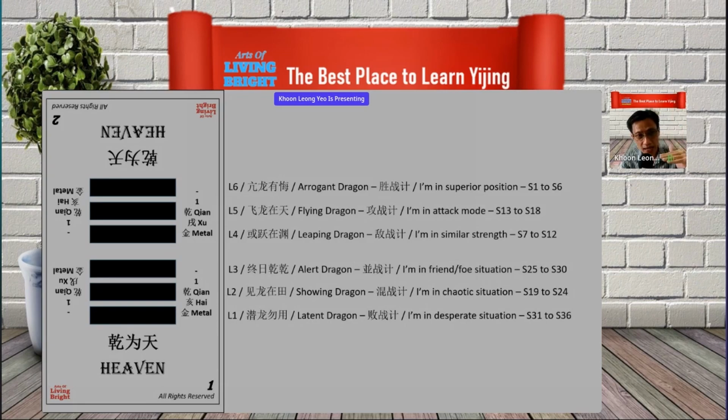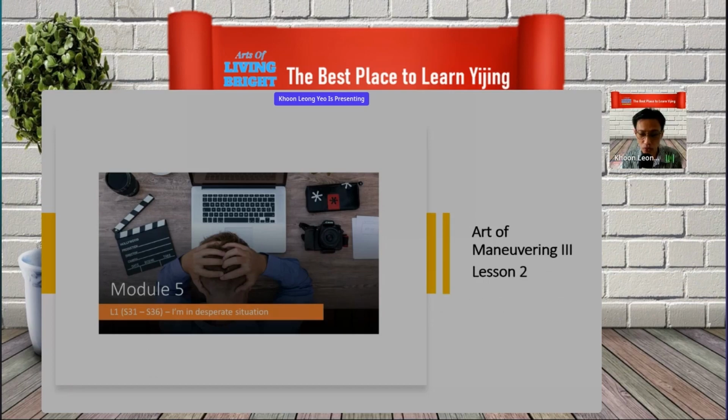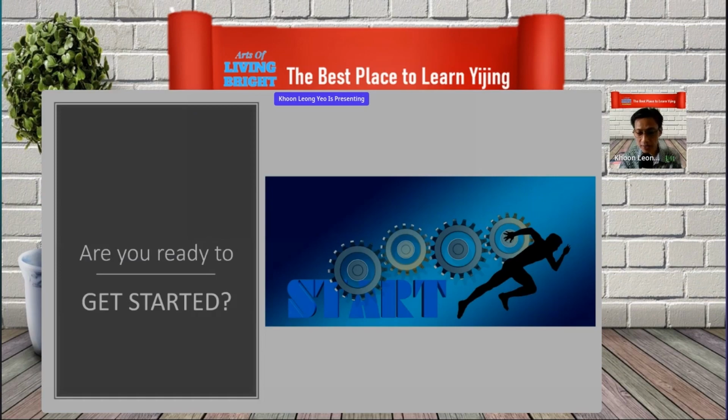When you're at line 1, meaning you're still new, your foundation is not strong, and you're pretty weak, or maybe you're small. Therefore we can call it a desperate situation. In that case, you can refer to stratagems 31 to 36, and so on for the rest of the lines. For today's lesson 2, we will talk about line 1, specifically the 6 stratagems under line 1, I'm in a desperate situation. That's the purpose of today's lesson. Are you all ready to get started? Type a yes in the chat box if you are.